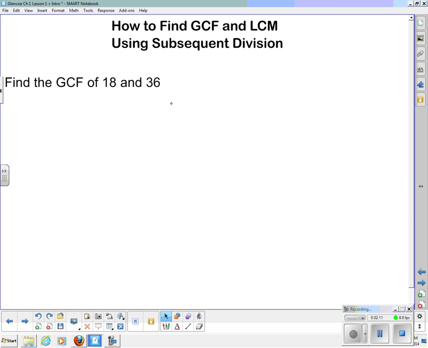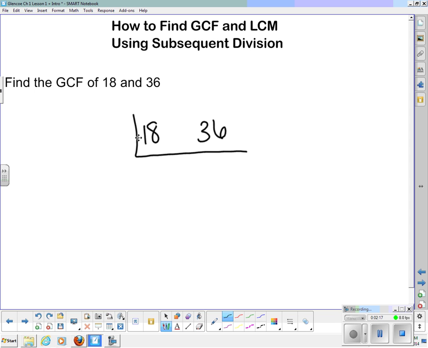Okay, let's try one more. You ready? 18 and 36. What do you want to divide by? I heard somebody say 3. Did somebody say 3? 6. 18 divided by 6 is? 3. And 36 divided by 6 is? 6.